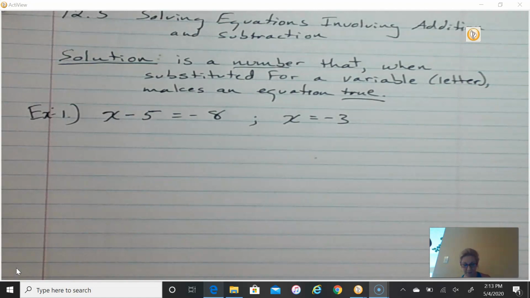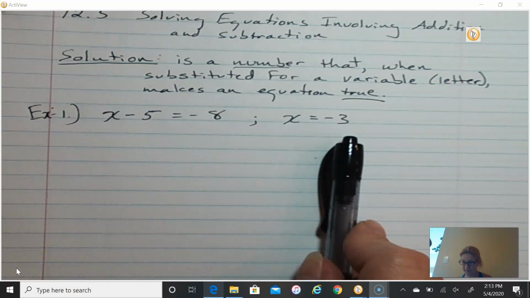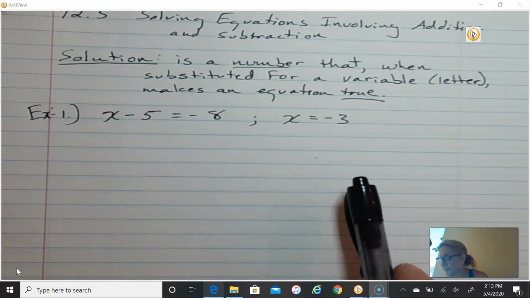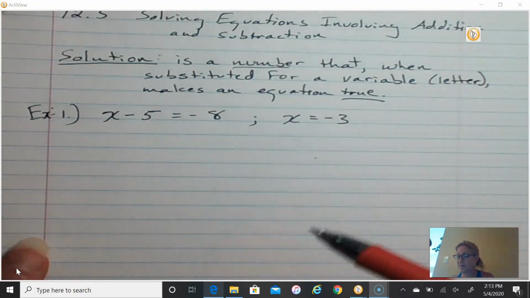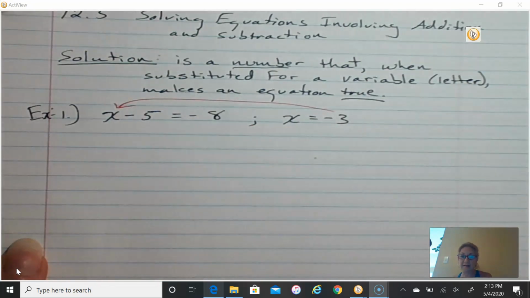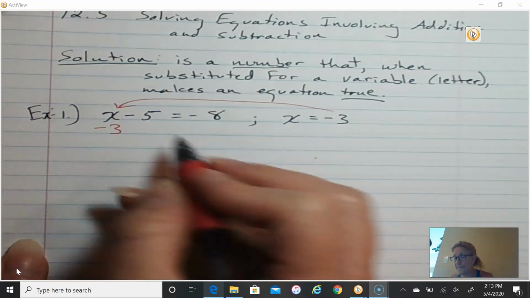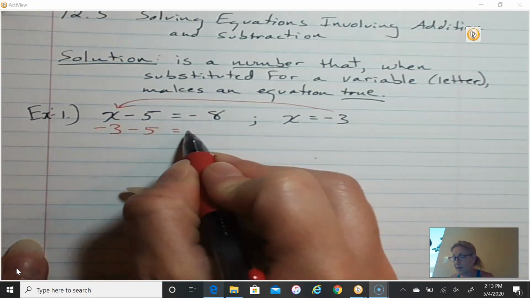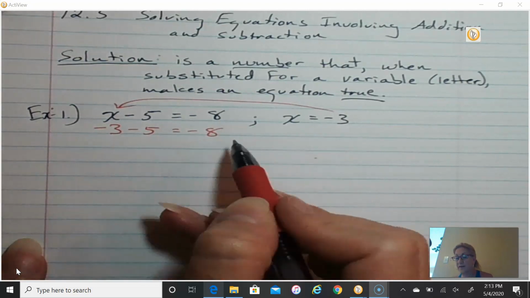Okay, so here we go. First example, x minus 5 equals -8. We're going to see if -3 is a solution to this. All we do is we're going to sub that -3 into the x. So I'm going to have -3 minus 5 equals -8. Okay, so -3 minus 5 equals -8.